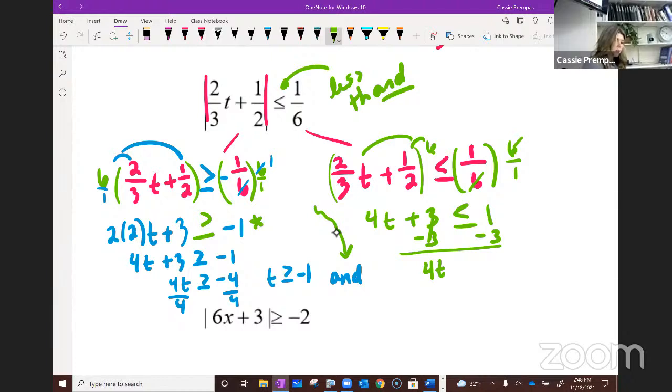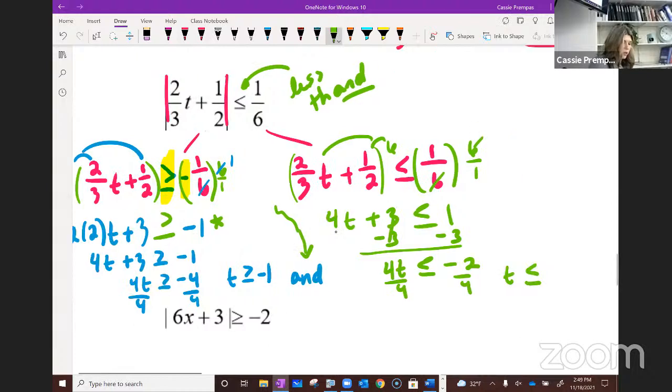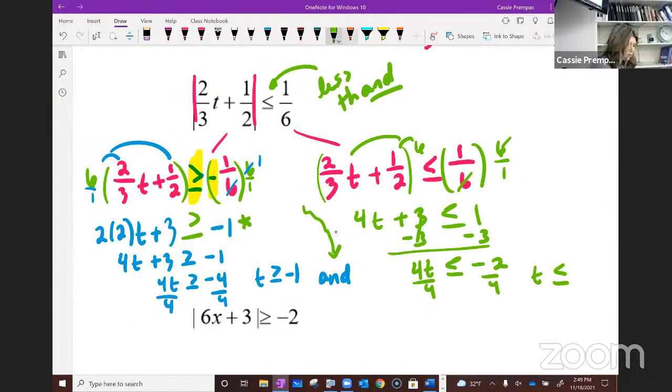And then 6 divided by 2 is 3. And then you should have negative 1 over here. Why is it negative 1? Because when we set up both equations, you have to flip the sign. Okay. Yeah. And then over here, we would get is less than or equal to negative 2. And then we divide both sides by 4. And we get t has to be less than or equal to, what is negative 2 over 4 reduced to? Good, negative 1/2. I did that.